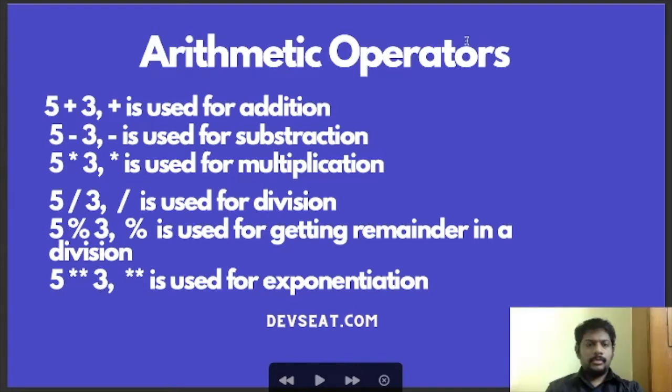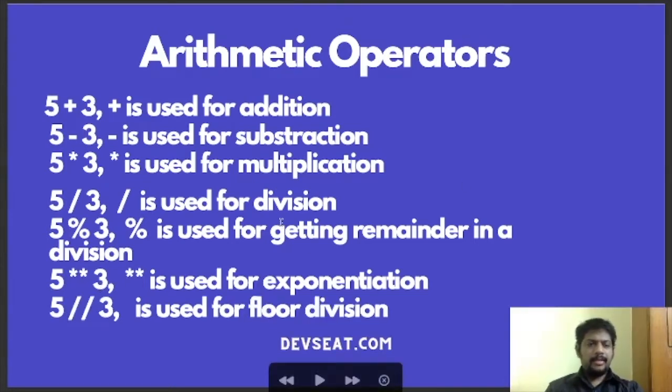The next is 5 double slash 3. It is used for floor division. We don't have this operator in Python 2. It is introduced from Python 3 onwards. If you see 5 single slash 3, it will give you a floating point number as the result. Here 5 double slash 3 will give you the floor division value. First we need to understand what a floor value is.